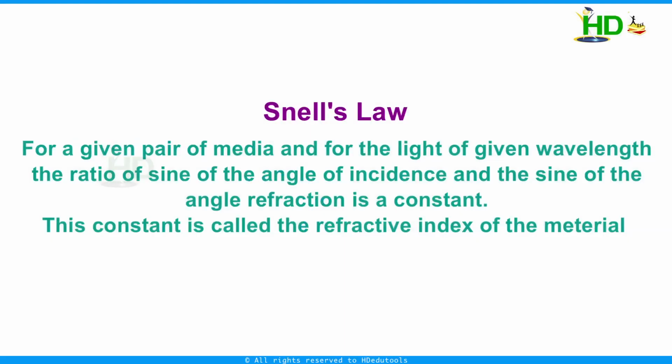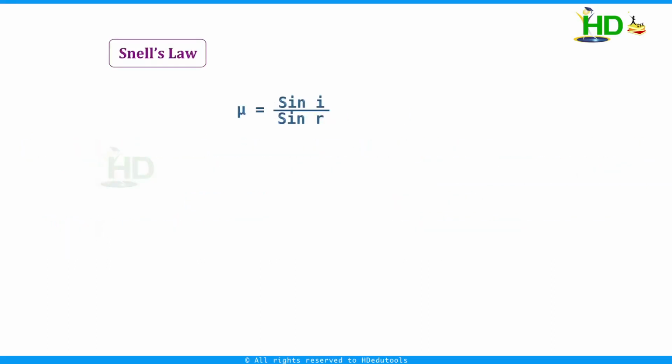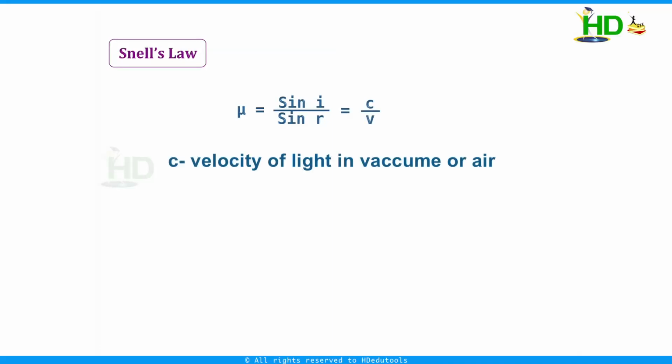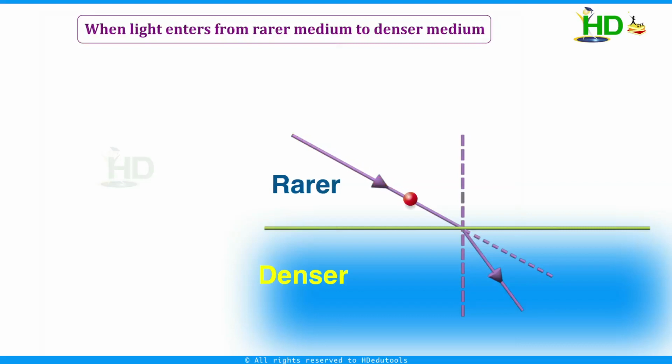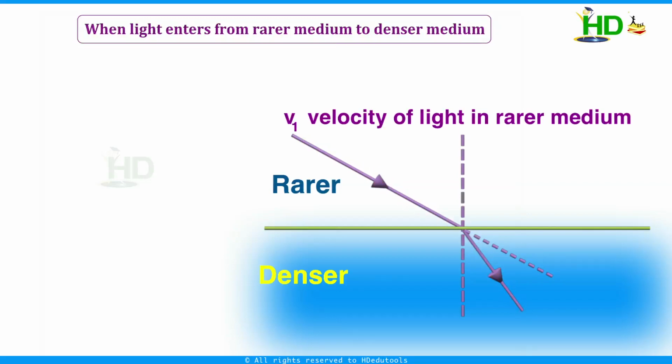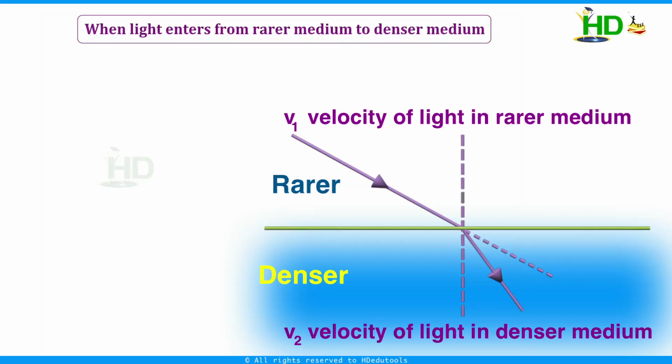According to Snell's law, the ratio of the sine of the angle of incidence and the sine of the angle of refraction is constant. This is the refractive index, mu equals sin i by sin r, or this is equal to C by V, where C is the velocity of light in vacuum or air, and V is the velocity of light in that medium. Now we take the example when light enters from a rarer medium to a denser medium. The light is traveling from rarer to denser medium. Let V1 be the velocity of light in the rarer medium and V2 the velocity of light in the denser medium.